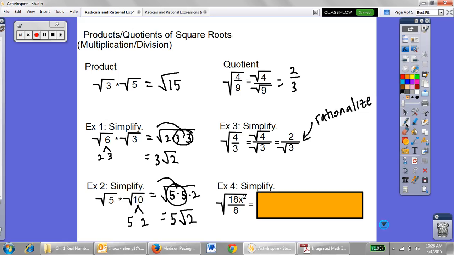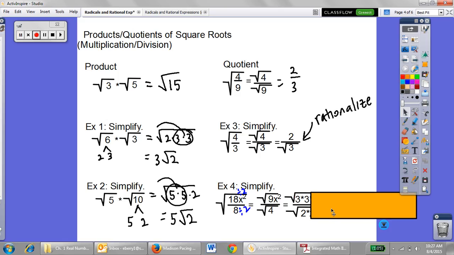Example 4, we're going to simplify this. So our first step would be to notice that 18 and 8 can be simplified or reduced. So looking there, 18 can be divided by 2 and 8 can be divided by 2. So if we divide both numbers by 2, we get 18 divided by 2 is 9 and 8 divided by 2 is 4. So I can simplify that part there. X squared is on the top, so I can just leave that as x squared.